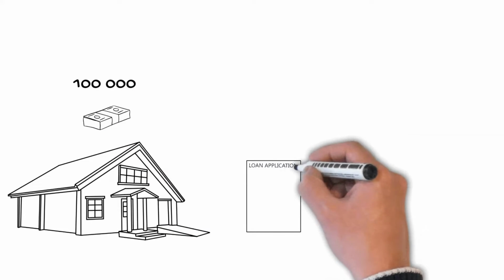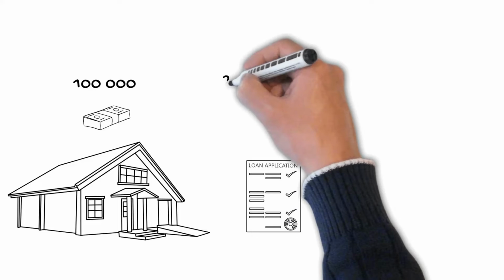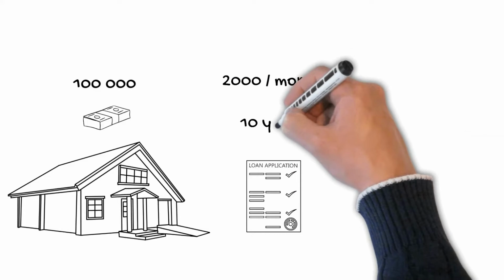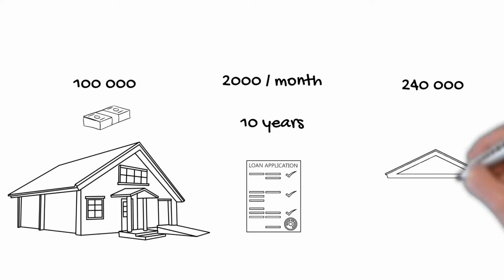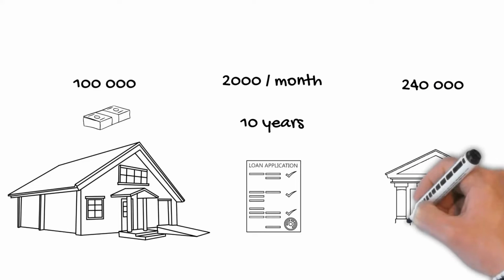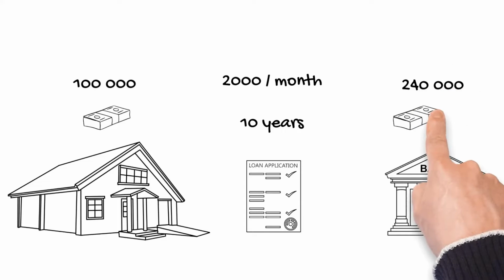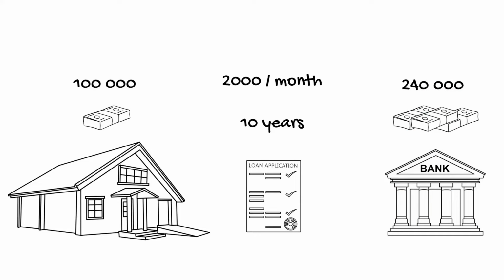When we apply for the loan, the conditions are that we have to pay 2,000 units of money for the next 10 years. That means that you have to pay 240,000 units of money. Again, the numbers are hypothetical and chosen so the math is easy to illustrate the point.